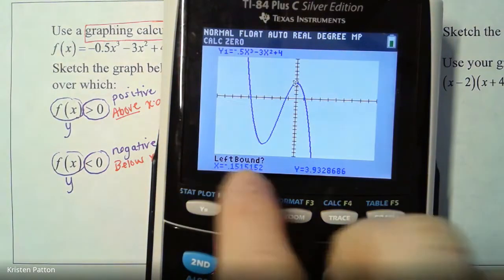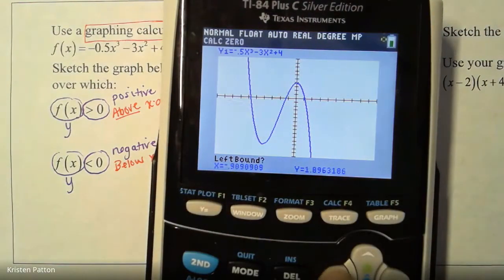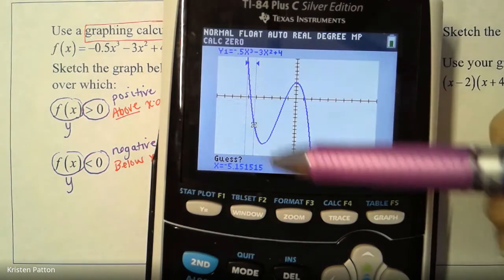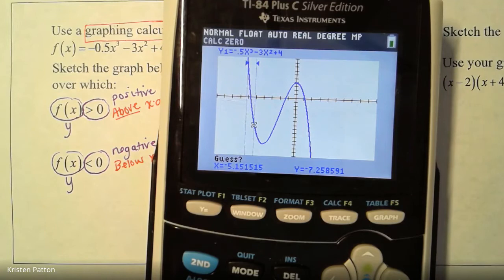Same question, by the way, from yesterday, left bound. So you can hold that down. We want to go to the left side of the zero. So I go to the zero and I go to the left a couple more clicks and hit enter. Then I go to the right of that zero. So it was asking again for the lower bound and the upper bound, and it's just setting us up for an interval. You're just telling the calculator where to look. Now it's asking me to guess. We never guess. So we just hit enter again.